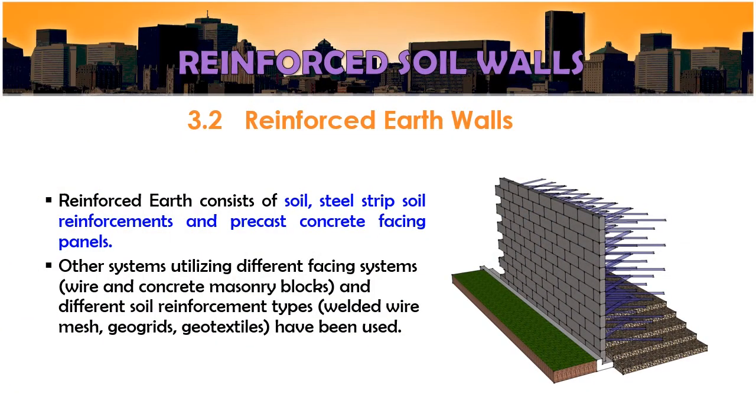Reinforced earth consists of soil, steel strip soil reinforcement, and precast concrete facing panels. Other systems utilizing different facing systems, for example, wire and concrete masonry blocks, and different soil reinforcement types, such as welded wire mesh, geogrid, or geotextile.